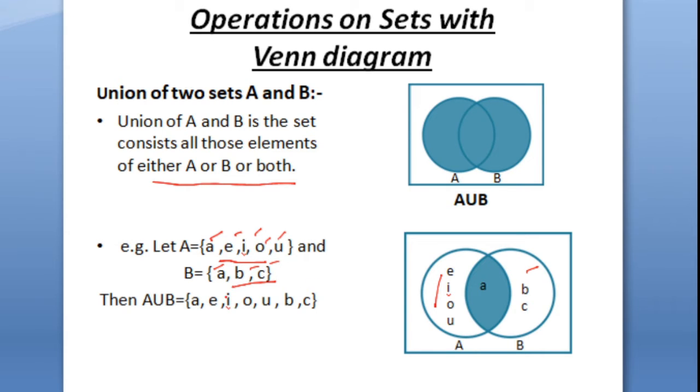And the union of two sets A and B, that is A union B, has this symbol, like a capital U. It contains all the elements of sets A and B without any repetition. First a, which is the common element. Next, the rest of the elements of A, that is e, i, o, u, and the rest of the elements of B, that is b and c. This is the answer. Therefore, A union B will be this.